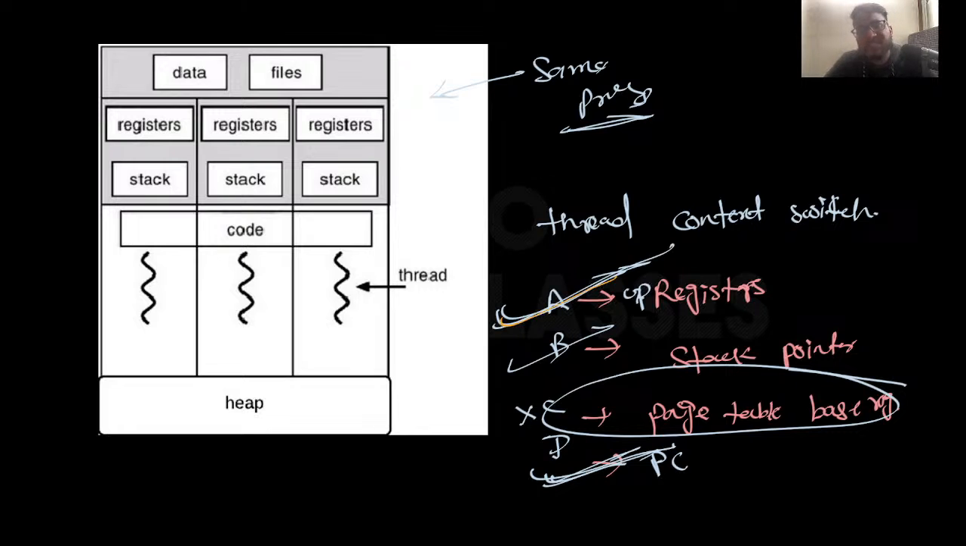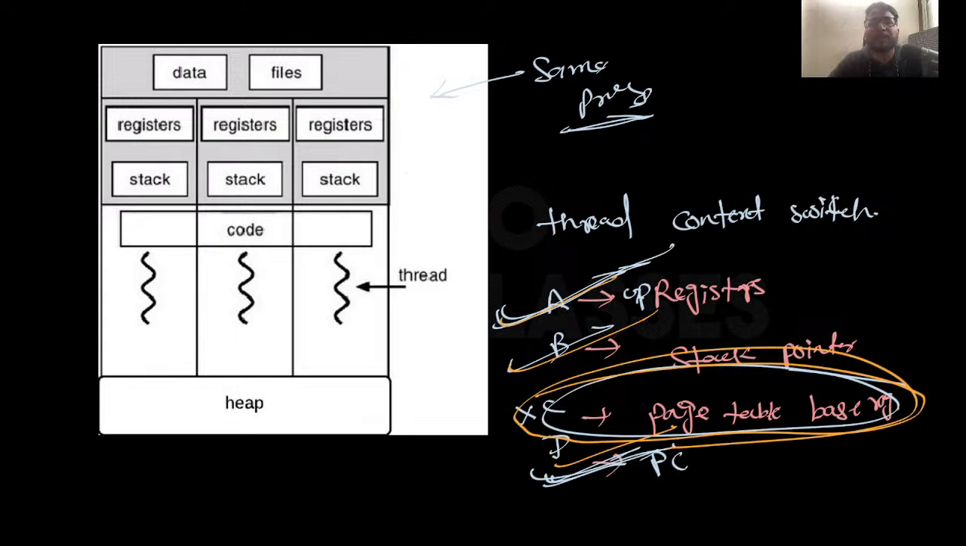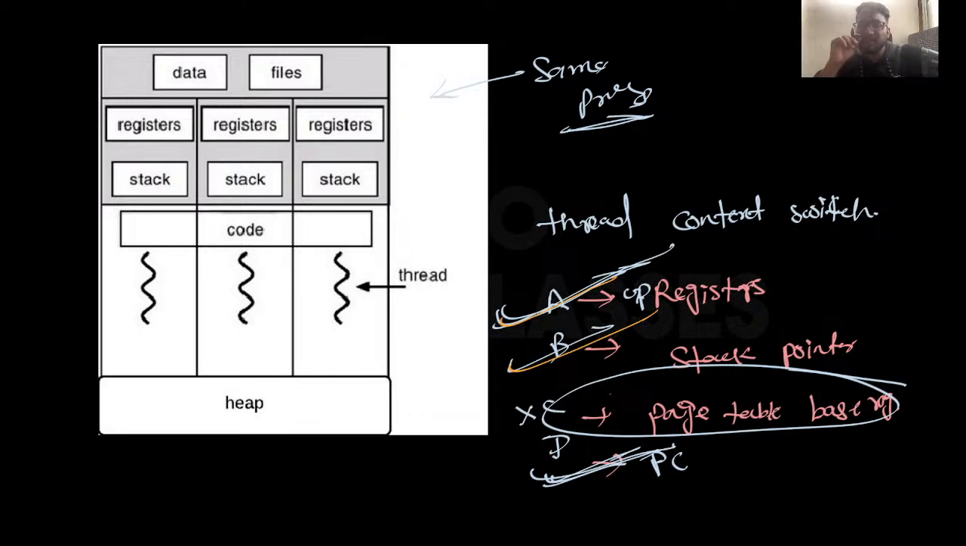Because general purpose register means they are cooking something locally, right? Let's suppose you are a cook, you go to a kitchen, you do some computation. So whatever you did locally, you will save it, you will carry your own ingredients with you, right? And similarly for the stack pointer, similarly for the program counter. But this is the same process. That's why they do not need to save the page table base register for thread context switching. That's the thing that we have.